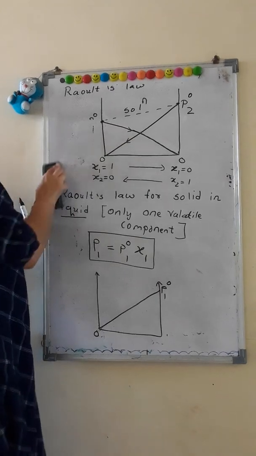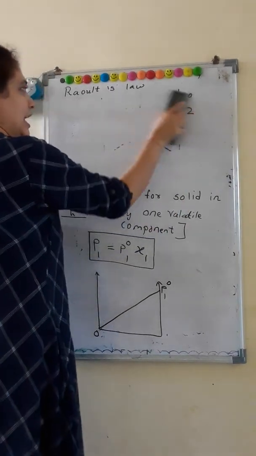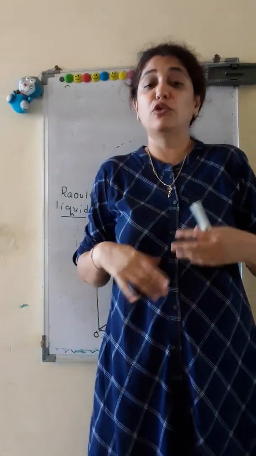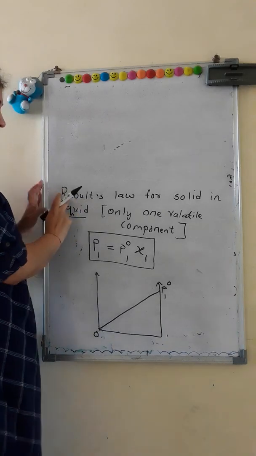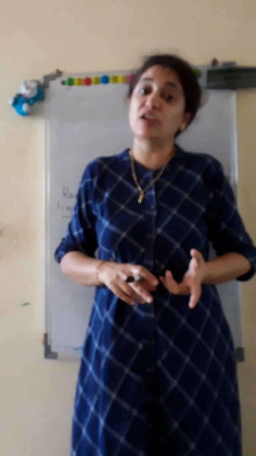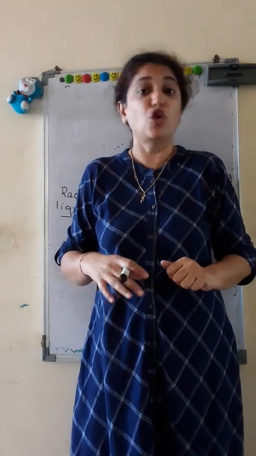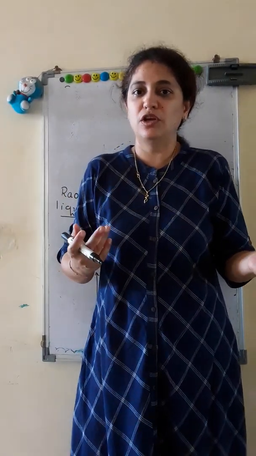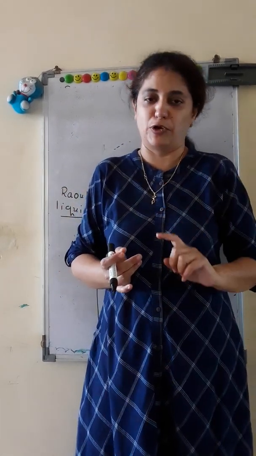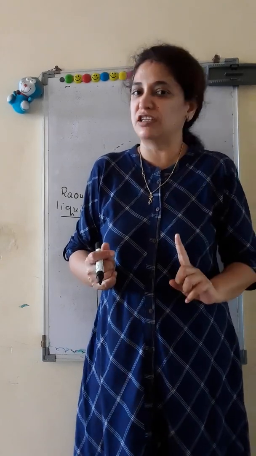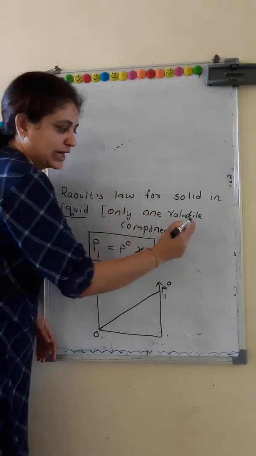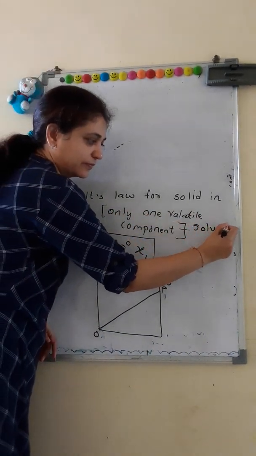After learning the graph and the equation which we derived yesterday for P total, we'll go to the next topic now, that is Raoult's law for solid and liquid type of solution. Now when solid is added in liquid, we know that solid is non-volatile. It will never pass into vapor phase at room temperature because it passes into vapor phase at its melting point. So in such solution only one component is volatile, both are not volatile. So only one volatile component and that component is solvent.